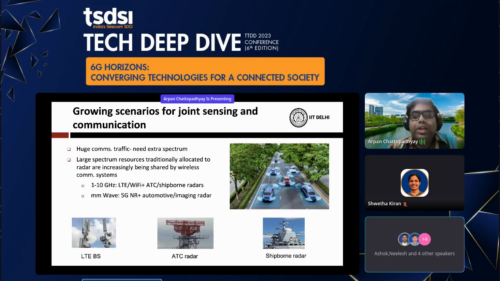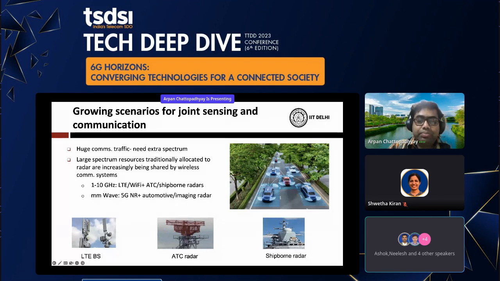The motivation for integrated sensing and communication is almost clear to all of you, but for the sake of completeness, I will briefly mention it. Communication traffic is increasing day by day all over the world, and this motivated researchers and telecom operators to search for extra spectrum. In the process, they have started exploring spectrum resources that were traditionally allocated to radars. Now communication and radar operations are happening simultaneously in many frequency bands.